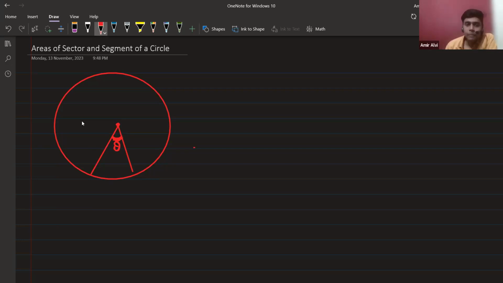Now, if I take a small part from the circle with an angle theta, I call this a minor sector. And the remaining portion is called the major sector.